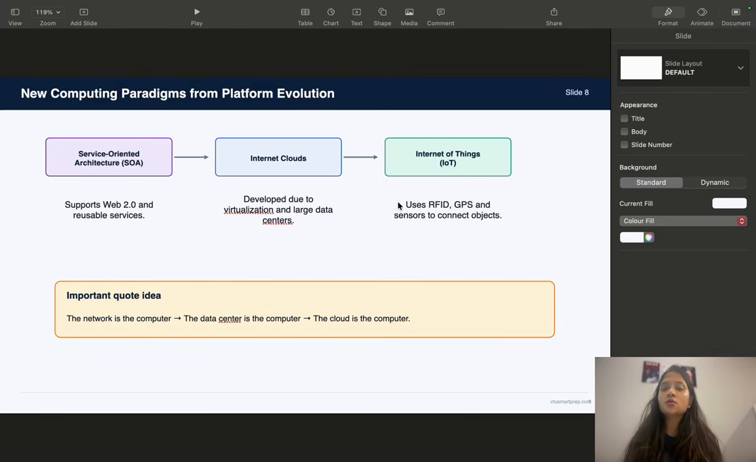So the evolution is not only about hardware, it also includes software, networking, and virtualization, along with the services. This point is very important. Evolution is not only about hardware, it includes software, networking, virtualization, and services, cloud services you can say. So this was about this slide, computing paradigms from platform evolution. This is the flow which you can remember easily.